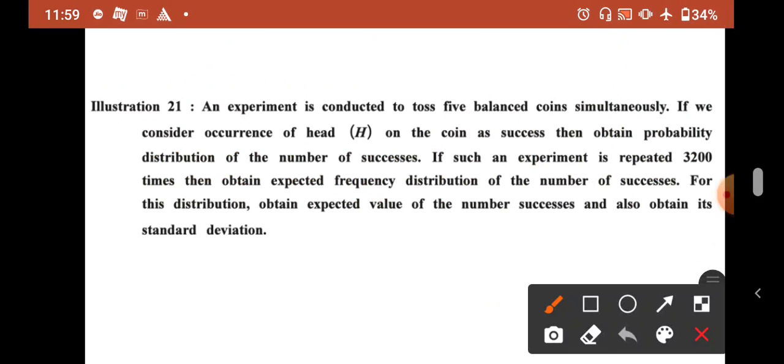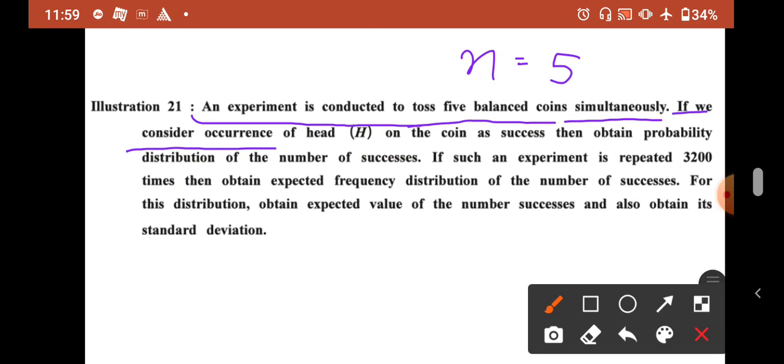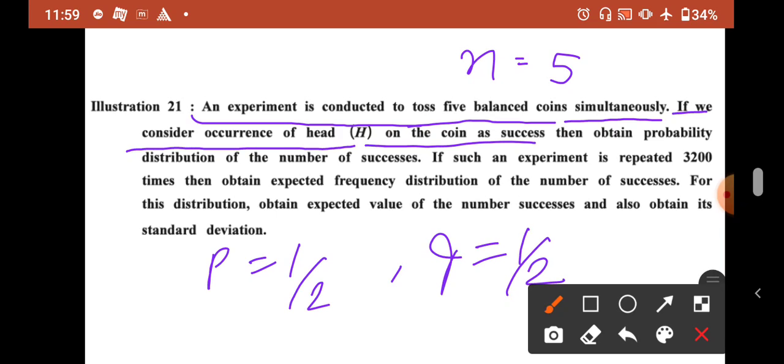See what it says. An experiment is conducted to toss 5 balanced coins simultaneously. So n is equal to 5 trials. If we consider occurrence of head as a success, then p is equal to 1 by 2 and q will also be 1 by 2. Why 1 by 2? Because in a coin there are head and tail, so the probability of getting head is 1 by 2 and the probability of getting tail is 1 by 2.